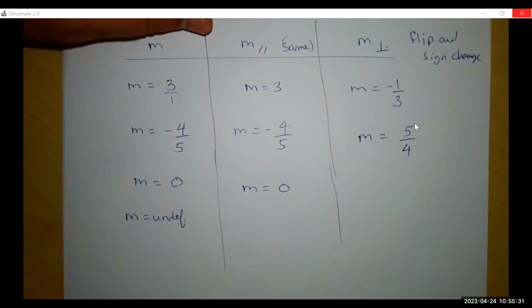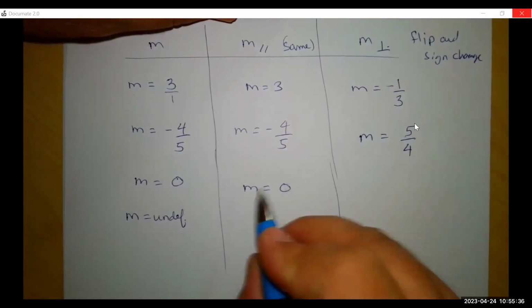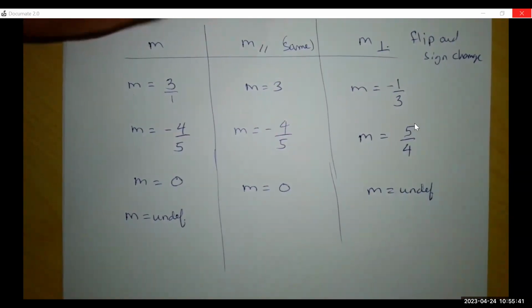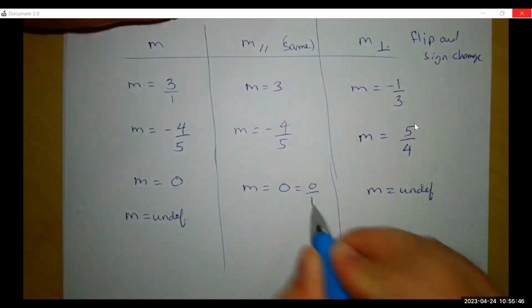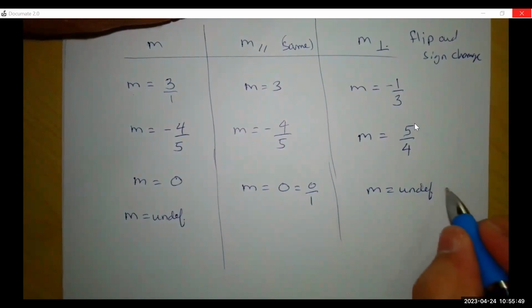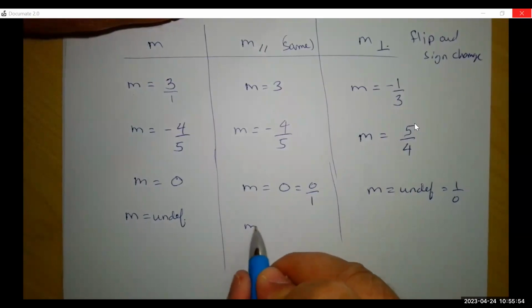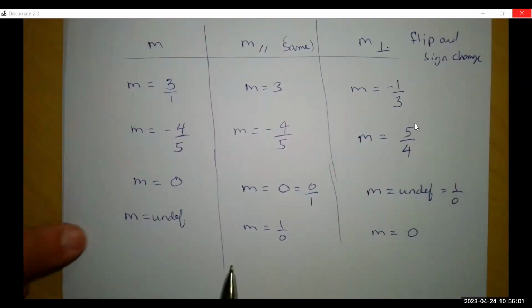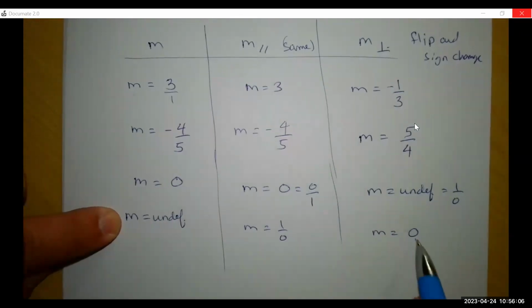If it's 0, the opposite of 0 is undefined. Because 0 would be 0/1. This one would be 1/0, and it's undefined. So the perpendicular to an undefined slope is the 0 slope.